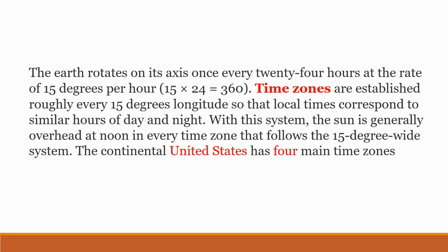The Earth rotates on its axis once every 24 hours at the rate of 15 degrees per hour. That is, 15 into 24 is equal to 360. Time zones are established roughly every 15 degrees longitude so that local time corresponds to similar hours of day and night. With this system, the sun is generally overhead at noon in every time zone that follows the 15-degree wide system. The continental United States has four main time zones.